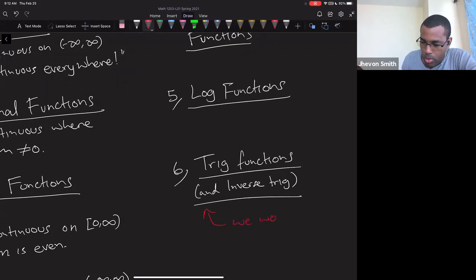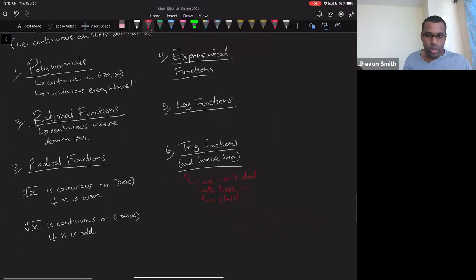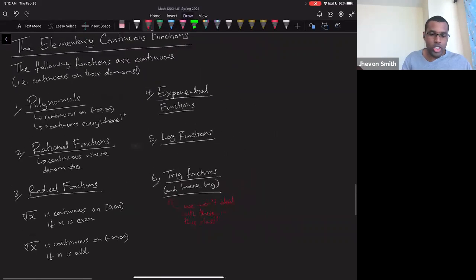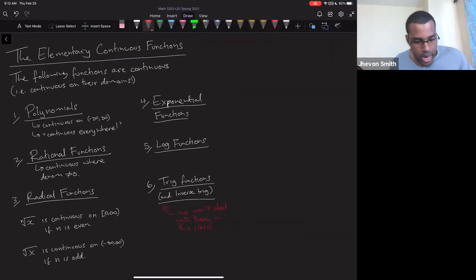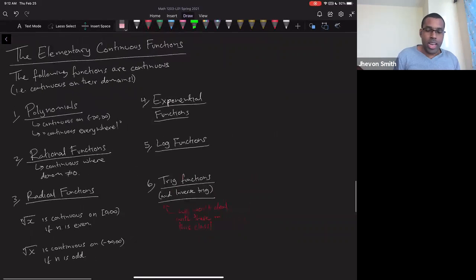We won't deal with these in this class. Okay. So we don't have to worry about trig functions, but otherwise you should kind of know it. These guys are what we call the elementary continuous functions. These guys are the basic fundamental functions. When it comes to functions, they're kind of like the elements in your periodic table. That's why they're called that.